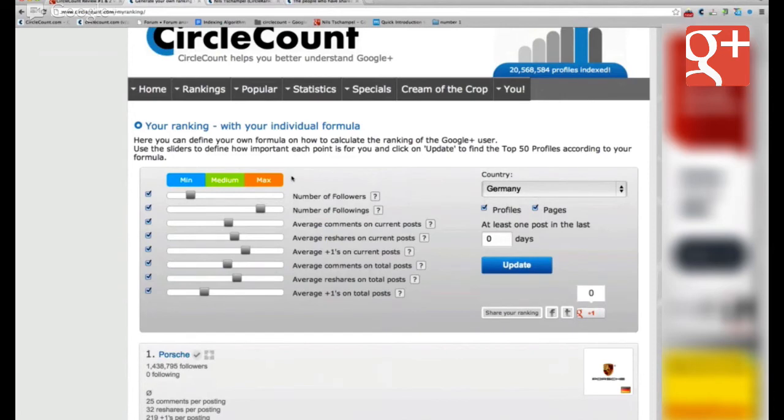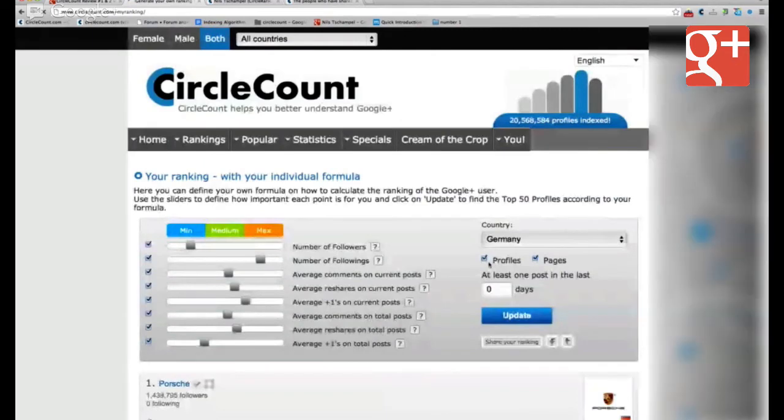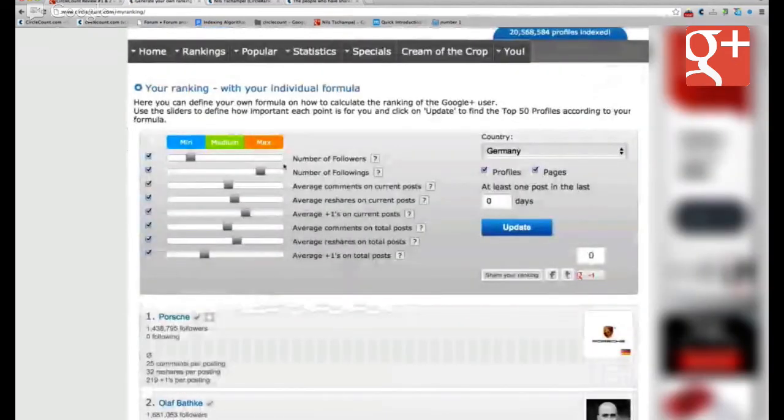Exactly. And you have the chance to filter those people by country. So for me, Germany and maybe Austria would be interesting because those people speak my language. And you can also exclude or include pages and profiles if you want to. And if you press the update button, then you get a list over here. So I just uncheck pages here. And then you get a list of those people who match that criteria here.